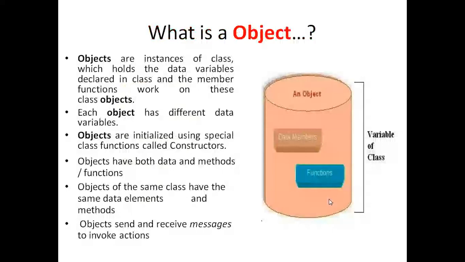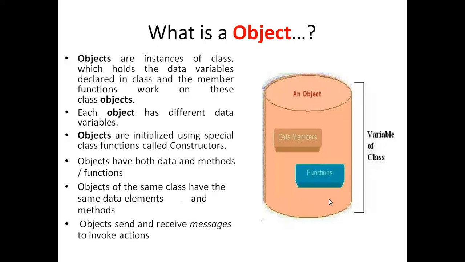Now we'll see the very basic feature that is called object. The object is also called an instance of a class which holds the data variables. That means the object consists of two basic things, data members as well as functions. Data consists of some values, for example, the roll number of a student. And functions, in simple language, are the activities or work that can be performed.